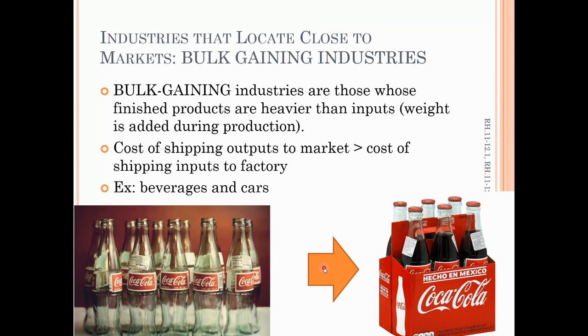So, two big examples here: cars. Car components. Cars are very heavy when they are finally finished, so it makes more sense that you actually want the car factories, the car manufacturing plants, to be closer to the people that you're going to sell them to. Another example, beverages, all right?